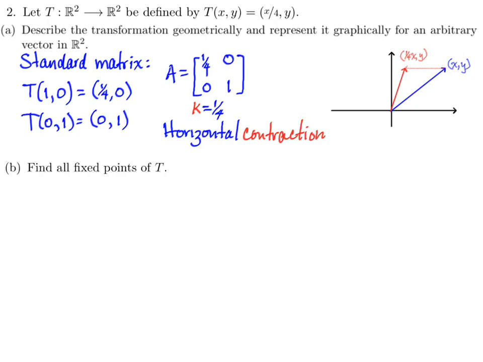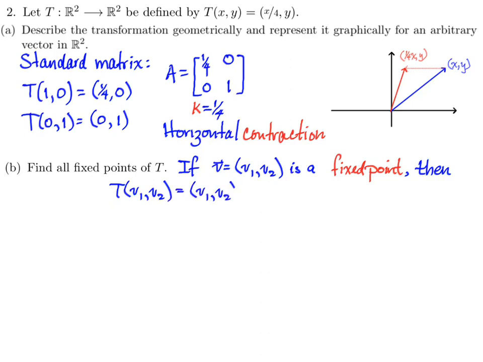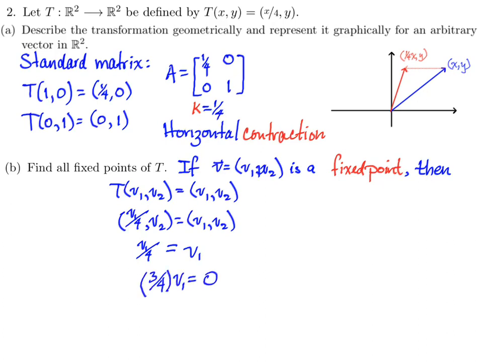Now let's look at part B. Part B says, find all fixed points of T. So if v1, v2 is a fixed point, then that means the image of v1, v2 has to be v1, v2. Well, that means that v1 over 4, v2 has to be v1, v2. And that gives us this equation: v1 over 4 is equal to v1. If we get everything on one side, we can say 3/4 v1 has to be 0. I just subtracted v1 over 4 from both sides.